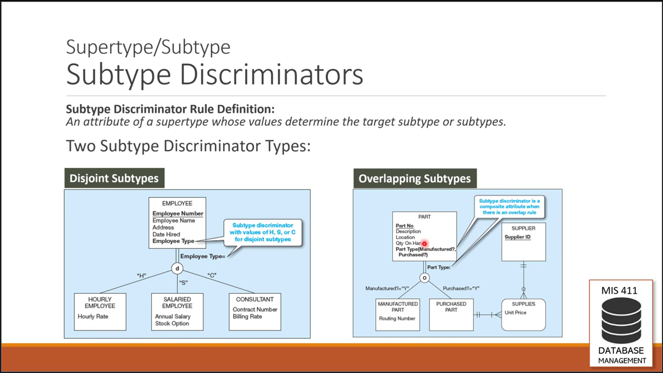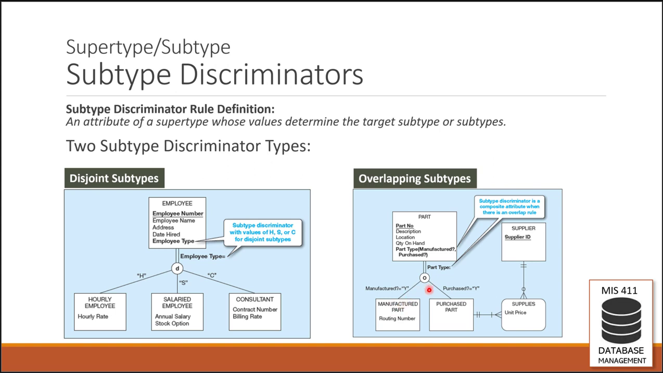The other subtype discriminator is when you have overlapping subtypes. And again, this is something we just studied. So what is an overlapping subtype? It's where you have a little o in this circle, right? And what that means is that you can actually have an entity instance that is more than one of these subtypes. So in this case, a part can be both a manufactured part and a purchased part simultaneously. You can kind of ignore all these extra relationships, supplier and supplies off to the side. But because a part can be one or the other or both, we can't just use a simple attribute type like H, S, or C.